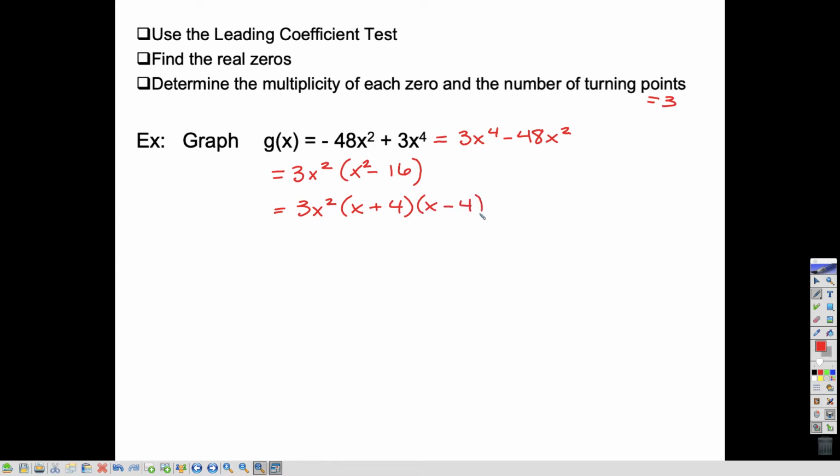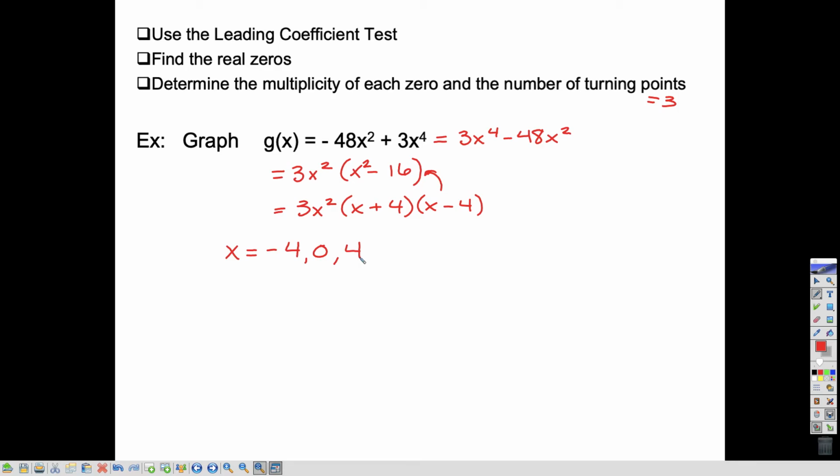If I FOILed this out, I would get this. I promise you. Now what do I do to all those? Set them all equal to 0. 0, negative 4. You have 2 zeros. Multiplicities of 0? Nope, all my multiplicities are 1. The one on the side there.